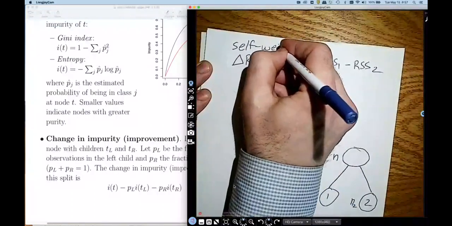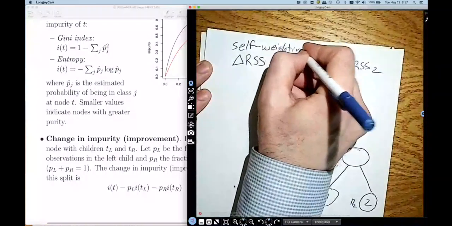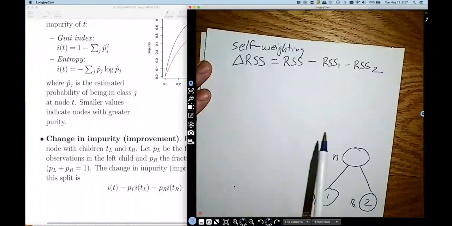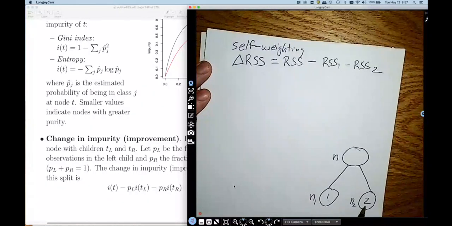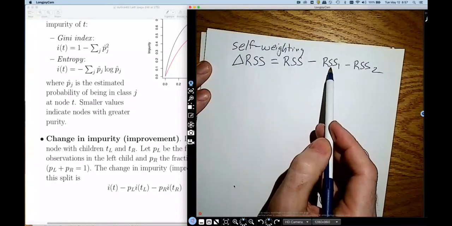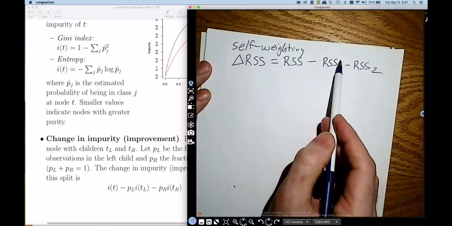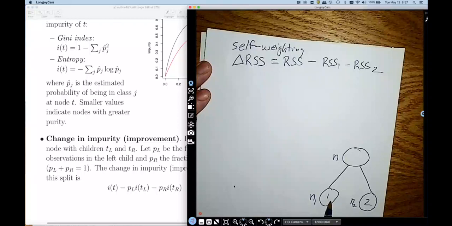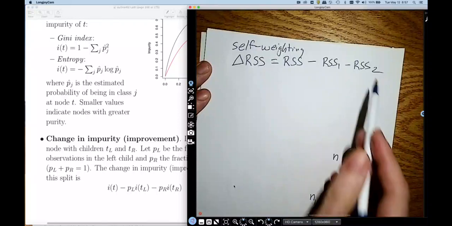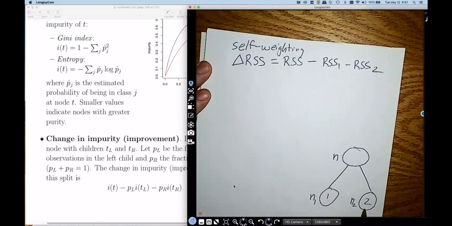And the reason I call it that is that if I have more cases in this node than in this node, I'm just adding up the errors, and this term would get more weight because I have more cases over here versus fewer cases over here. So that made our life very easy.